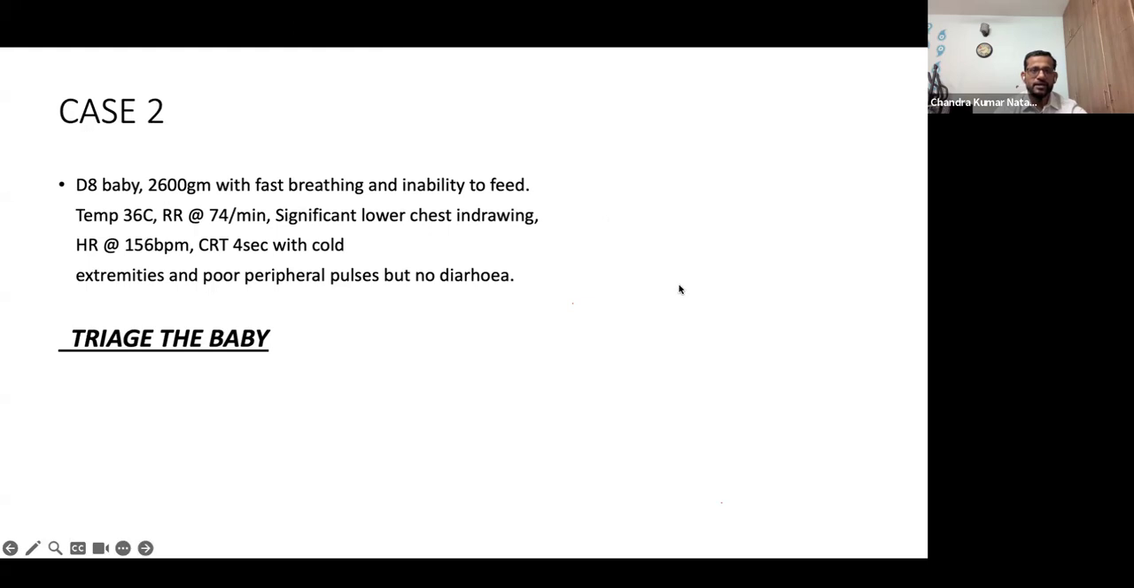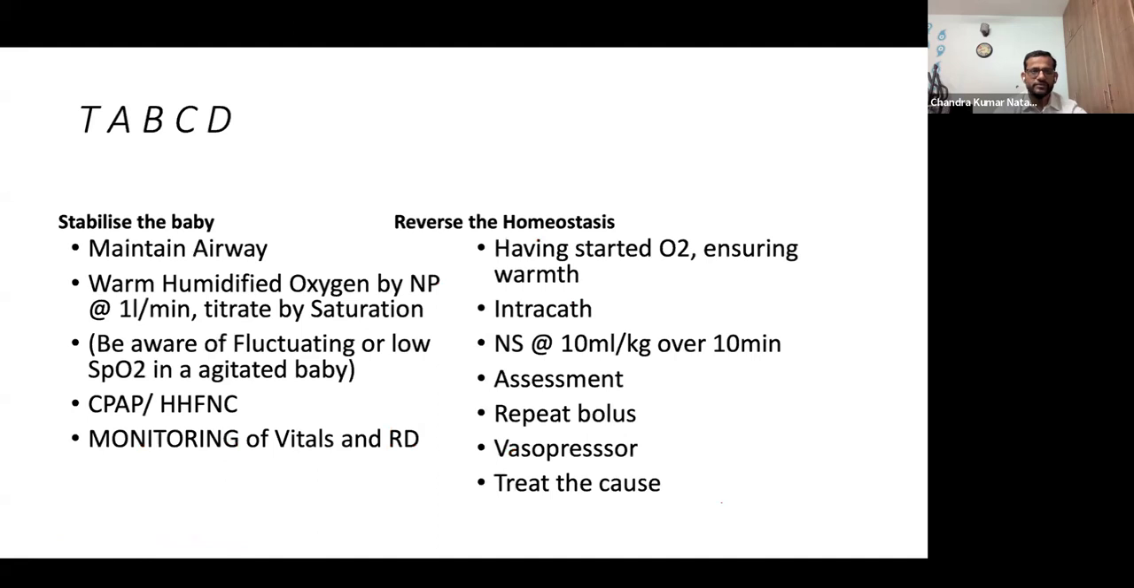So this is emergency category. Yes, Dr. Simran has answered. Yes, it is emergency category. So what are we supposed to do? Why is it emergency? Because there is shock, there is severe respiratory distress. So this baby needs immediate treatment.